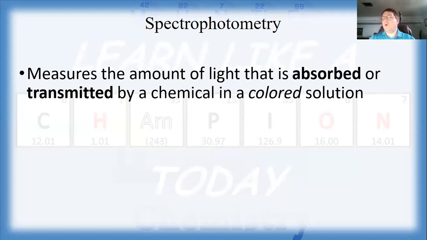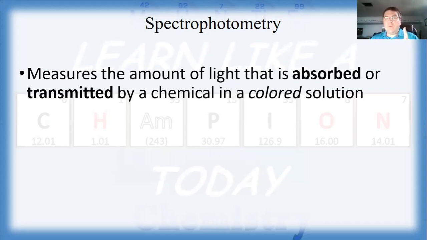So colorless solutions are going to allow all wavelengths of visible light to pass through or to transmit through. A colored solution, however, is only going to allow some of those wavelengths to transmit through. And so the wavelengths that don't transmit through are absorbed. Right? They're absorbed by the chemical bonds and the molecular structure of the solutes, the things that are in that solution. And so spectrophotometry is going to measure the amount of light that is absorbed or transmitted by a chemical in a colored solution. That's the caveat. It's got to be a red, green, blue, purple, orange, yellow, some kind of color in order for this to work effectively.